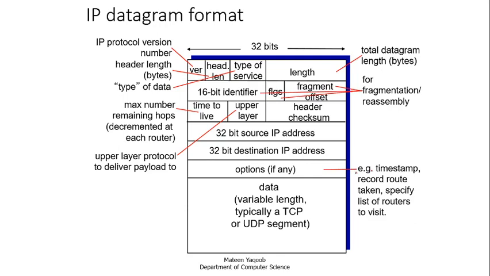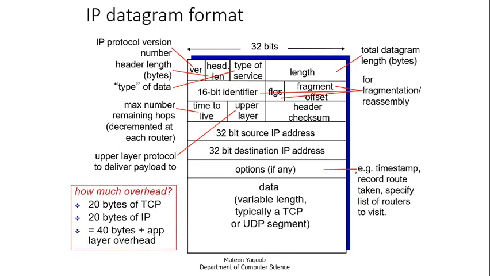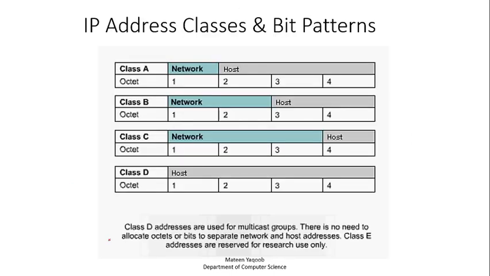And we have an optional field for timestamp to record the route, which route this packet has taken so far, and to specify the list of routers it has visited. And our concern here is the 32-bit source and destination IP addresses and the header checksum. So how much is the total overhead? 20 bytes of TCP and 20 bytes of IP, which makes 40 bytes of overall overhead, plus the application layer overhead, if any.